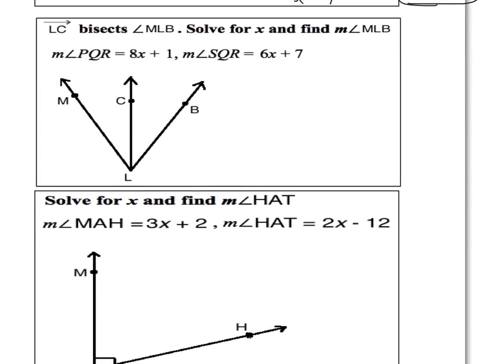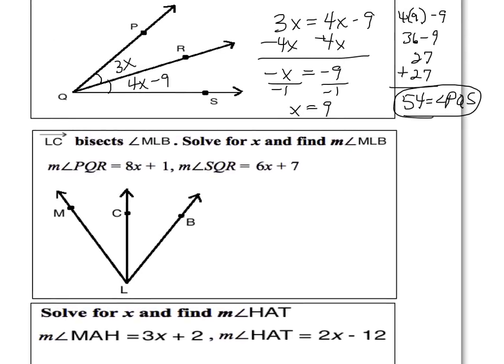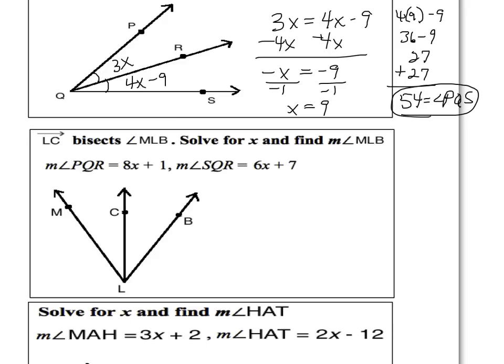Okay, let's take a look here at the second one. It says ray LC bisects angle MLB. Solve for x and find the measure of angle MLB. It's very similar to the top one, except I want you to do this problem, but there's a screw up on here.